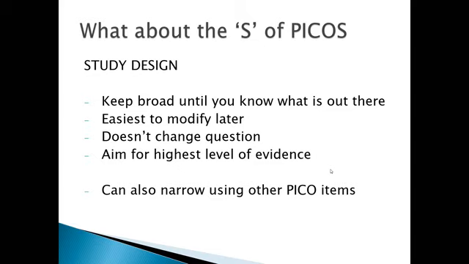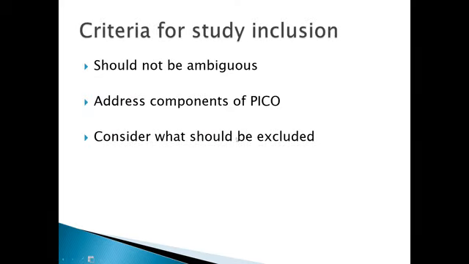But the most important thing I can stress is if you're going to go in and do a review, get started on it early in terms of seeing what literature is out there so you can narrow your question down. So the thing that we need to consider is criteria for study inclusion, which we've covered a little bit. Once you've narrowed your question, it should not be ambiguous, so make sure whatever studies you're going for, it's very clear.